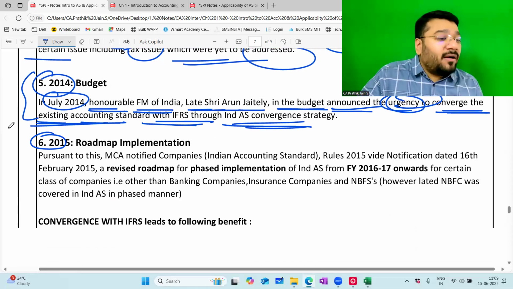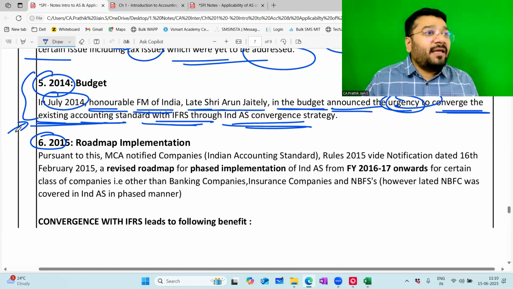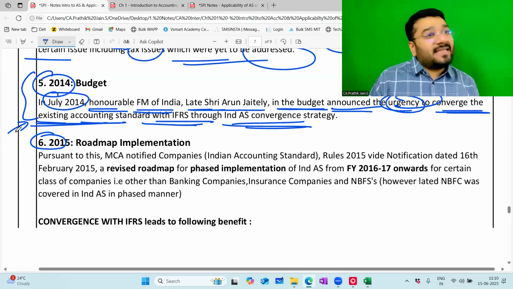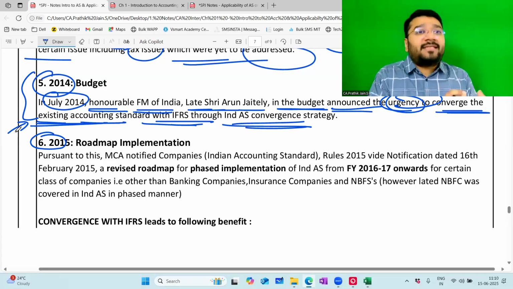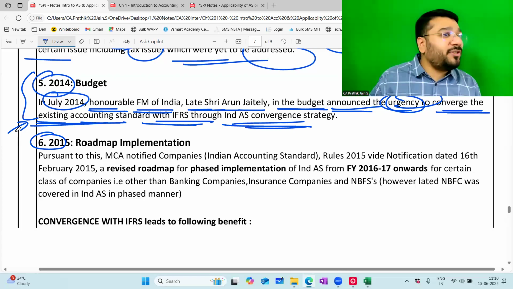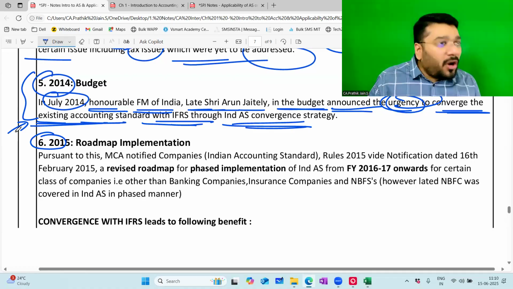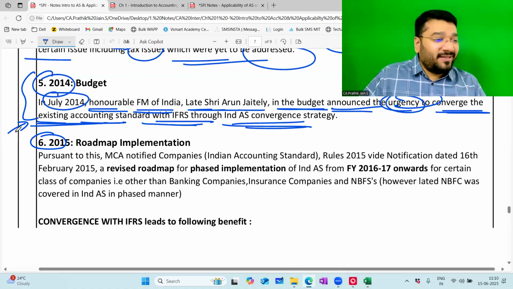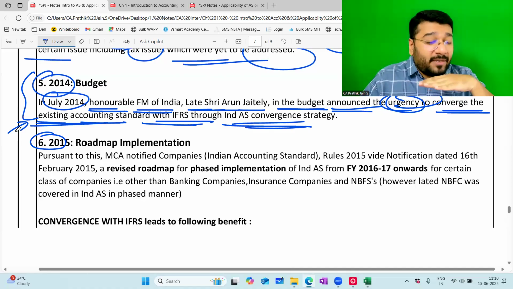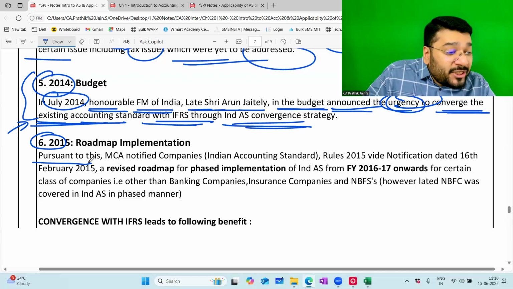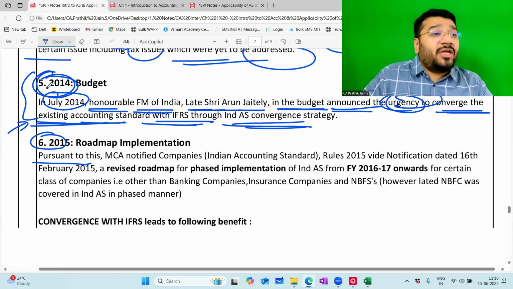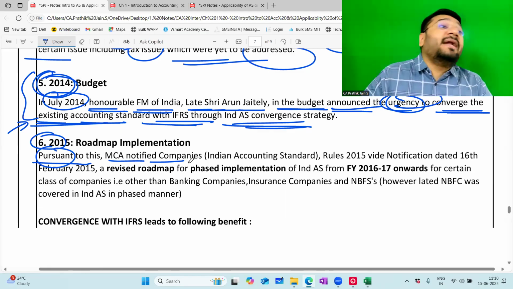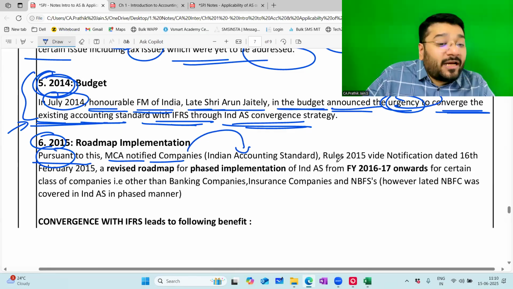2015. After Sri Arun Jaitley pressurized and scolded ICAI, what happened? ICAI acted very fast. It was not only ICAI; ICAI, MCA, everybody, government officials were working very slow. But after this budget, everybody started acting very fast. Pursuant to this budget session, MCA notified Ind AS, wherein the Companies (Indian Accounting Standards) Rules 2015.